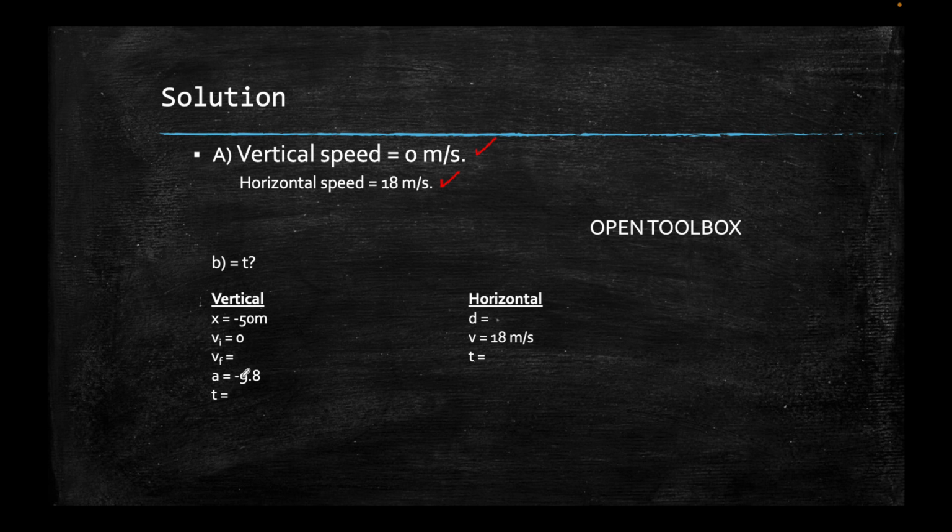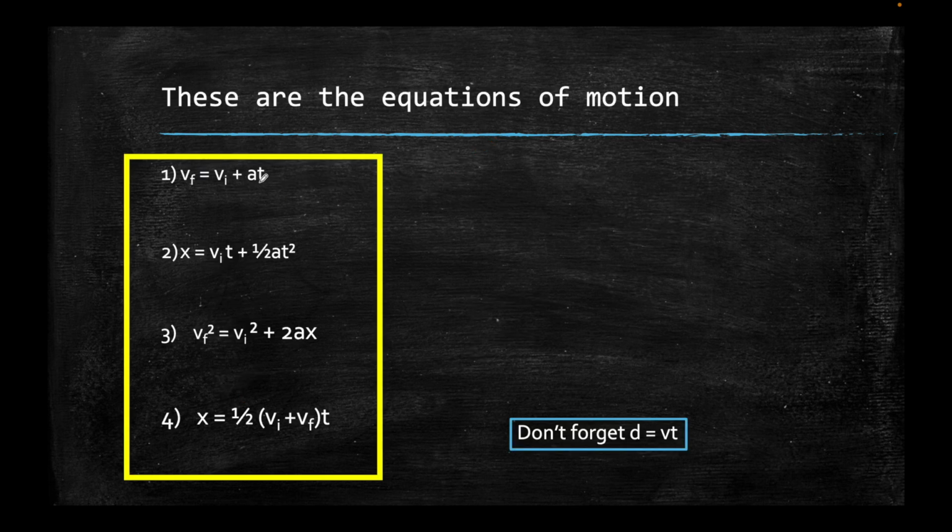1, 2, 3. This is perfect. I can find the time. Now I need to figure out which of the formulas I need to use. If I want to go back and check which formulas I have, we will have the formula sheet. Let's have a quick look at the formulas that we will need. We need to find time.